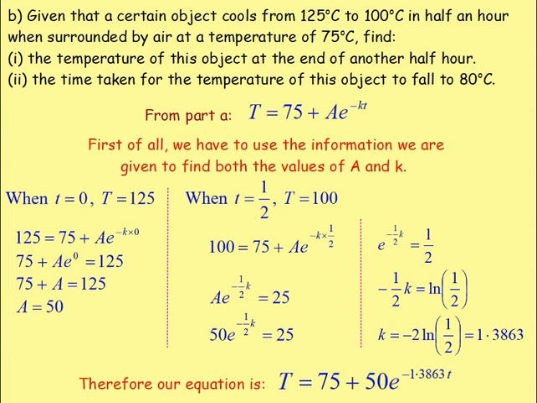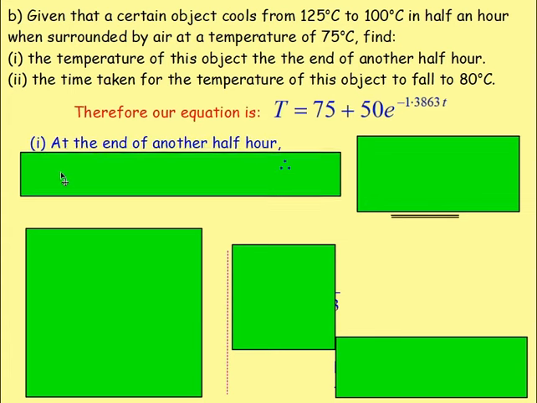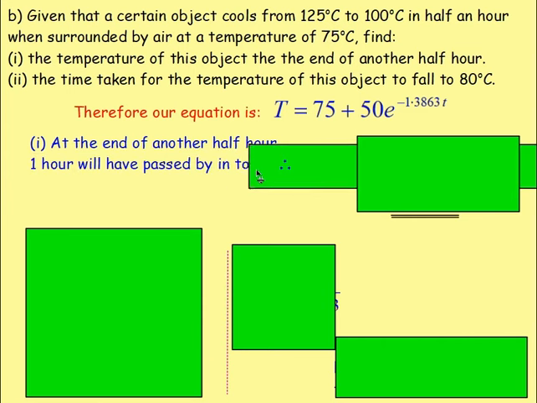And we can now use that equation to answer both B part 1 and B part 2. We want to find the temperature of the object at the end of another half hour. So at the end of another half hour, we'll think about what the time will be. It's already cooled from 125 to 100 in half an hour, and after another half hour, that will be 1 hour in total that will have passed. So 1 hour will have passed, or in other words, t would just equal 1. So we can replace t here in this equation with 1.